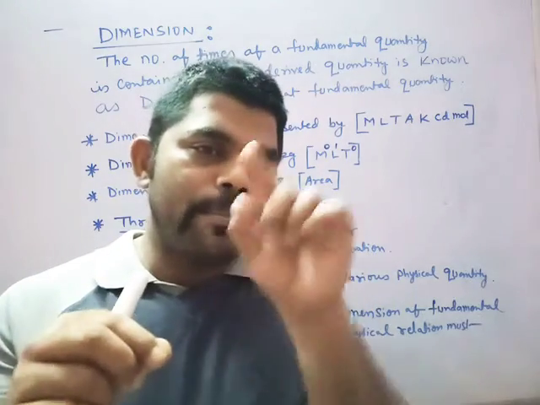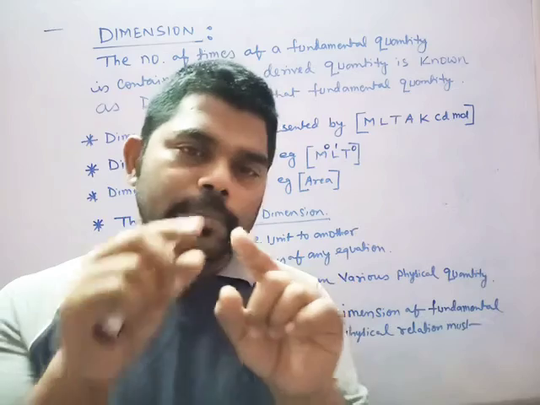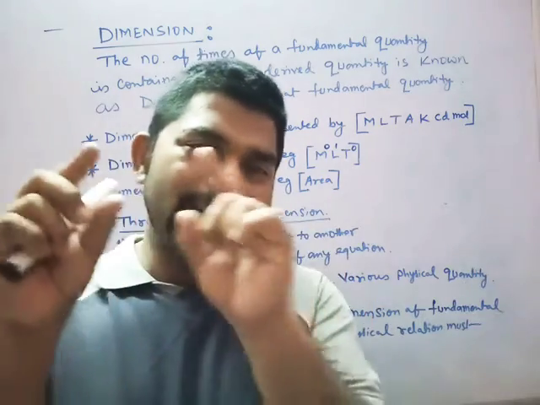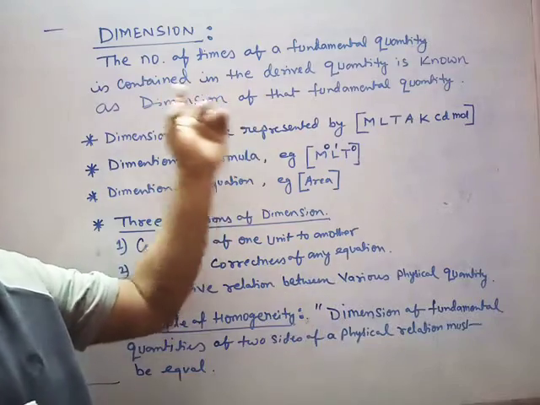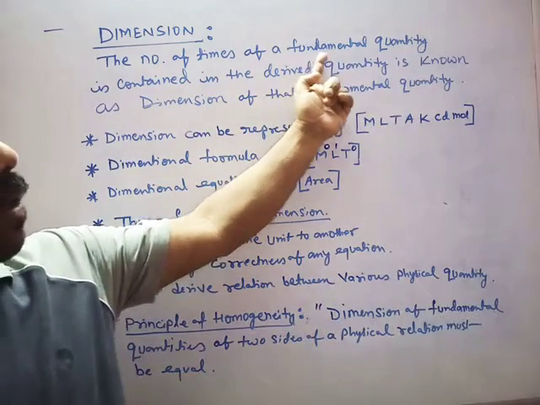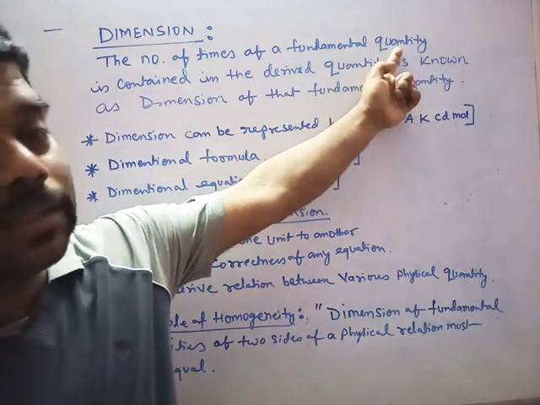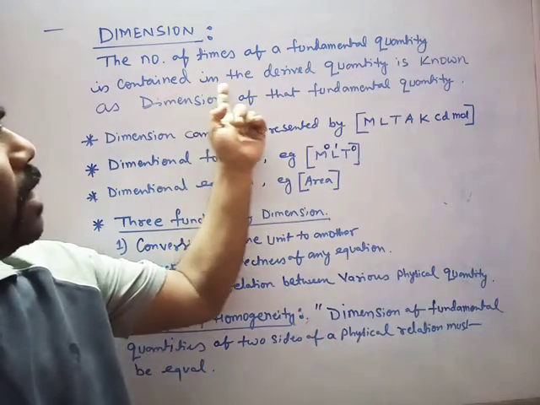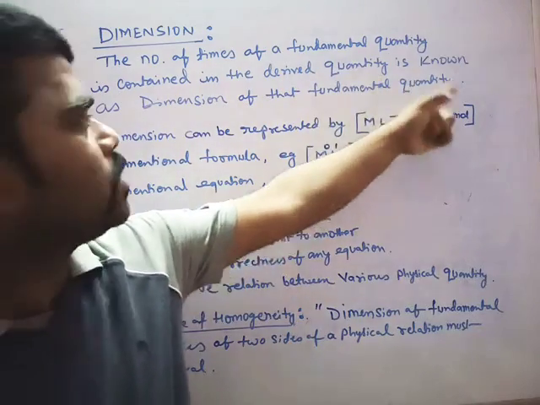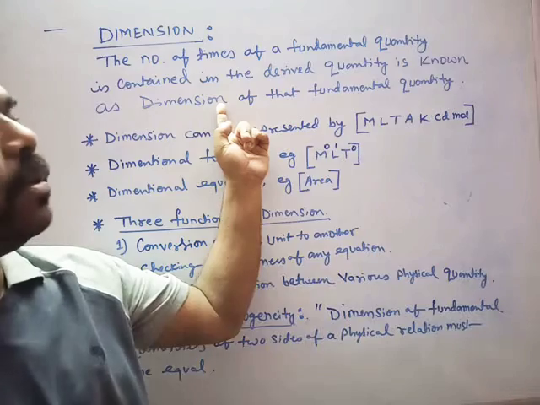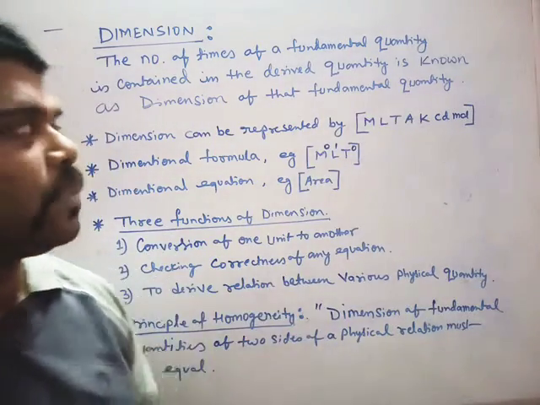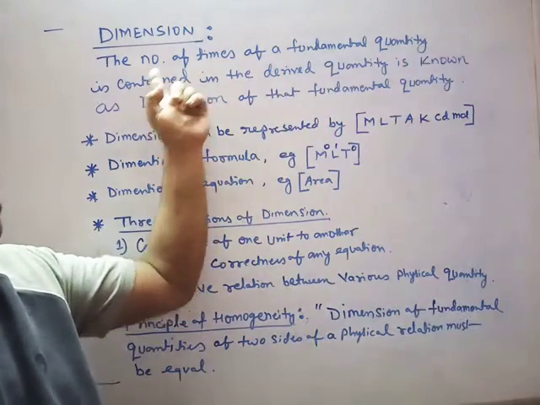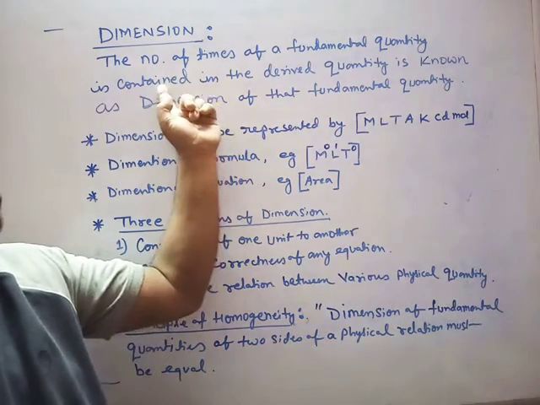Suppose m has a power 2, so that means mass is repeated twice. So how many times? Twice. So once again, write the definition. The number of times a fundamental quantity is contained in the derived quantity is known as the dimension of that fundamental quantity. Very simple. Fundamental quantities, the number of times they are contained.